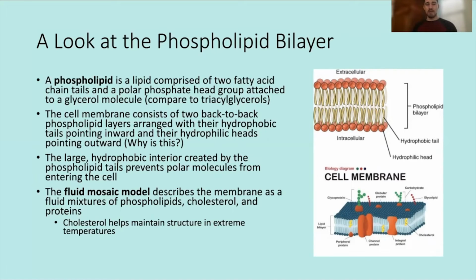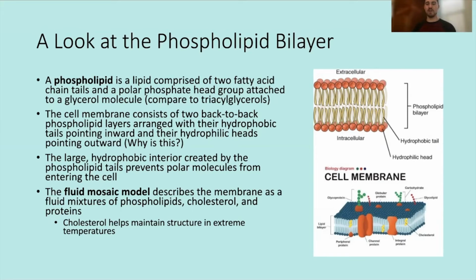So the fluid mosaic model describes the membrane as a fluid mixture of phospholipids, cholesterol, and proteins. If you know what a mosaic is, a fluid mosaic, you can just think about all these different components bobbing around in an ocean of phospholipids and cholesterols, bumping into each other.